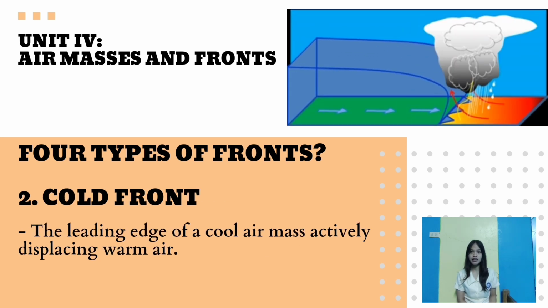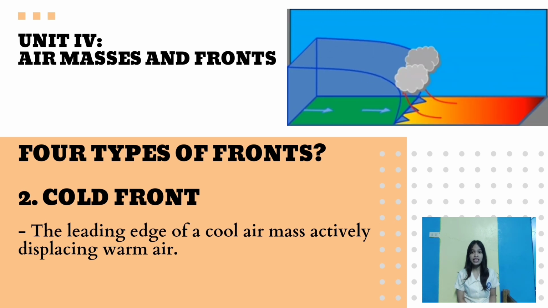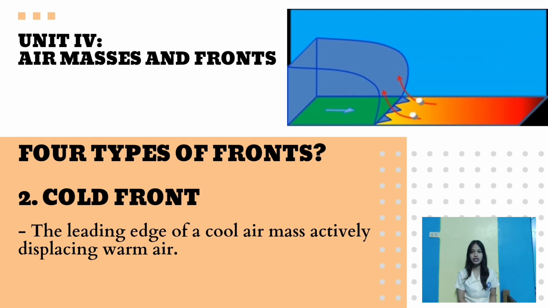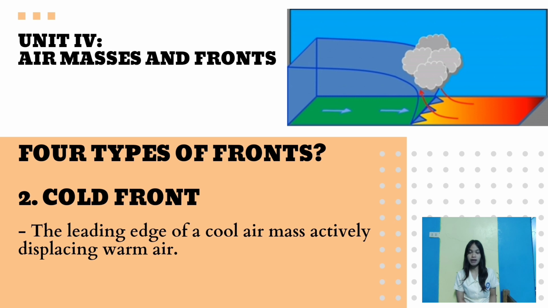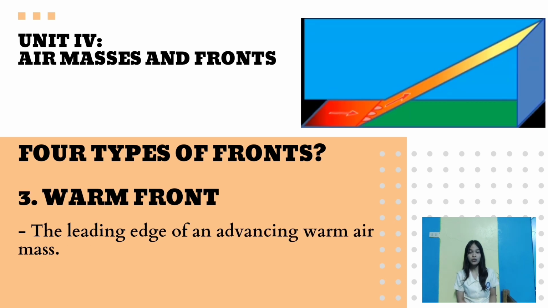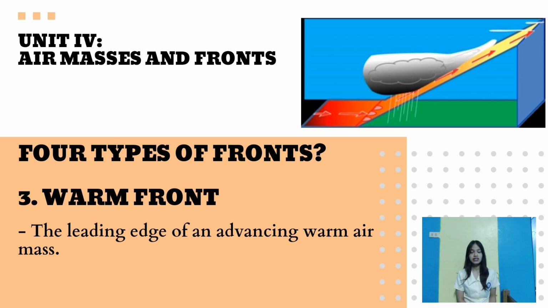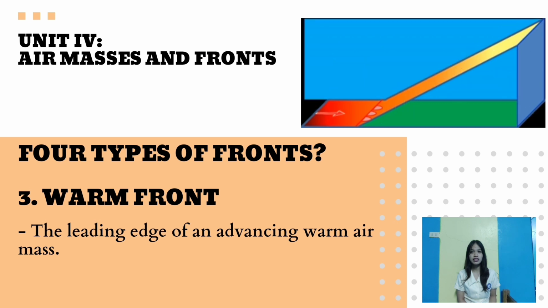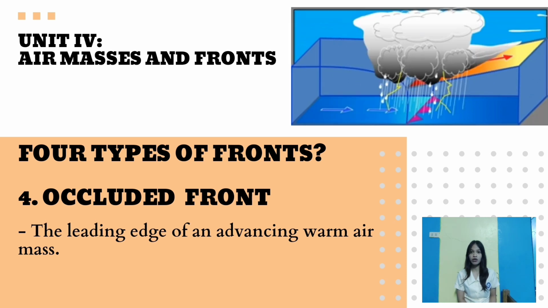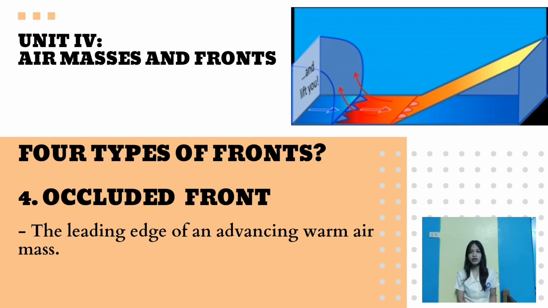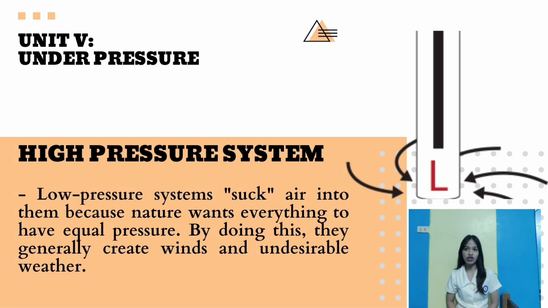Next, we have a cold front. The leading edge of a cool air mass actually displacing warm air. The leading edge of a relatively colder air mass which separates 2 air masses in which the gradients of temperature and moisture are maximized. The third one is the warm front. The leading edge of an advancing warm air mass, a front that moves in such a way that warm air replaces cold air. And lastly, the occluded front. A complex front formed when a cold front overtakes a warm front, lifting all of the warm air mass off the ground. So we are going to talk about Unit 5 entitled Under Pressure.